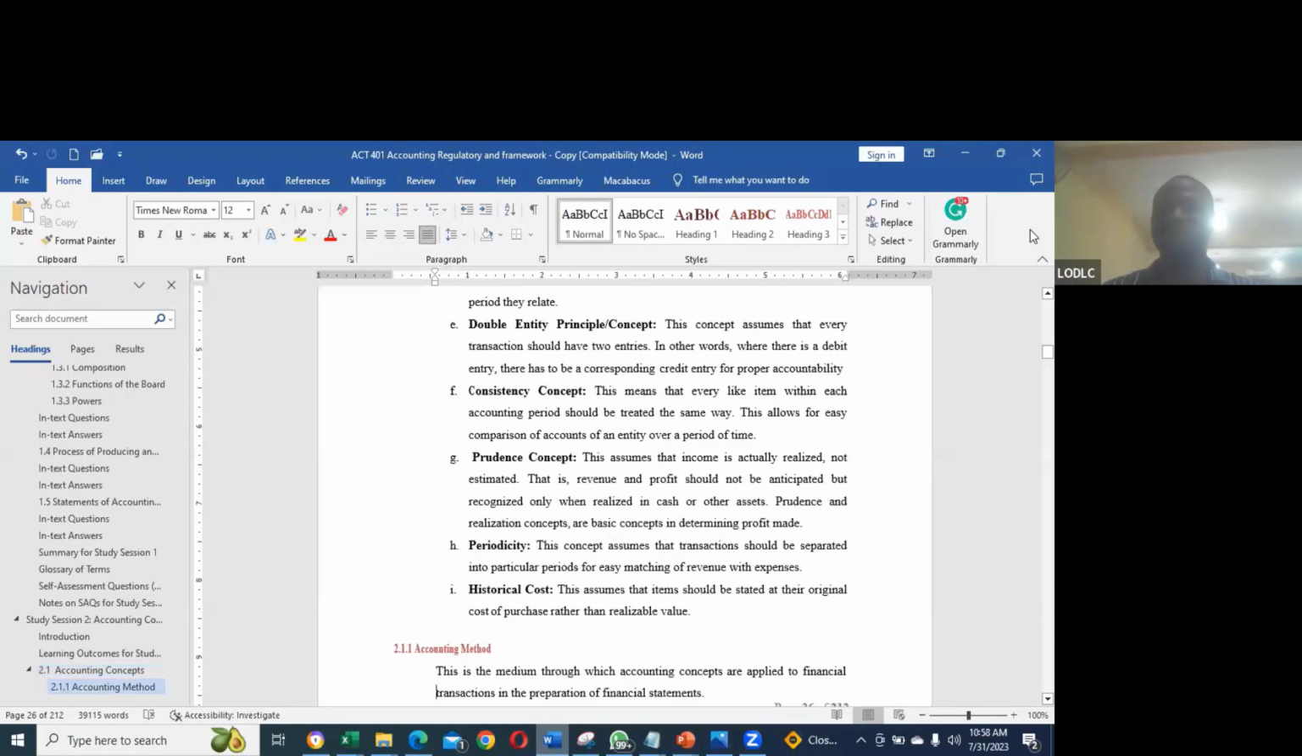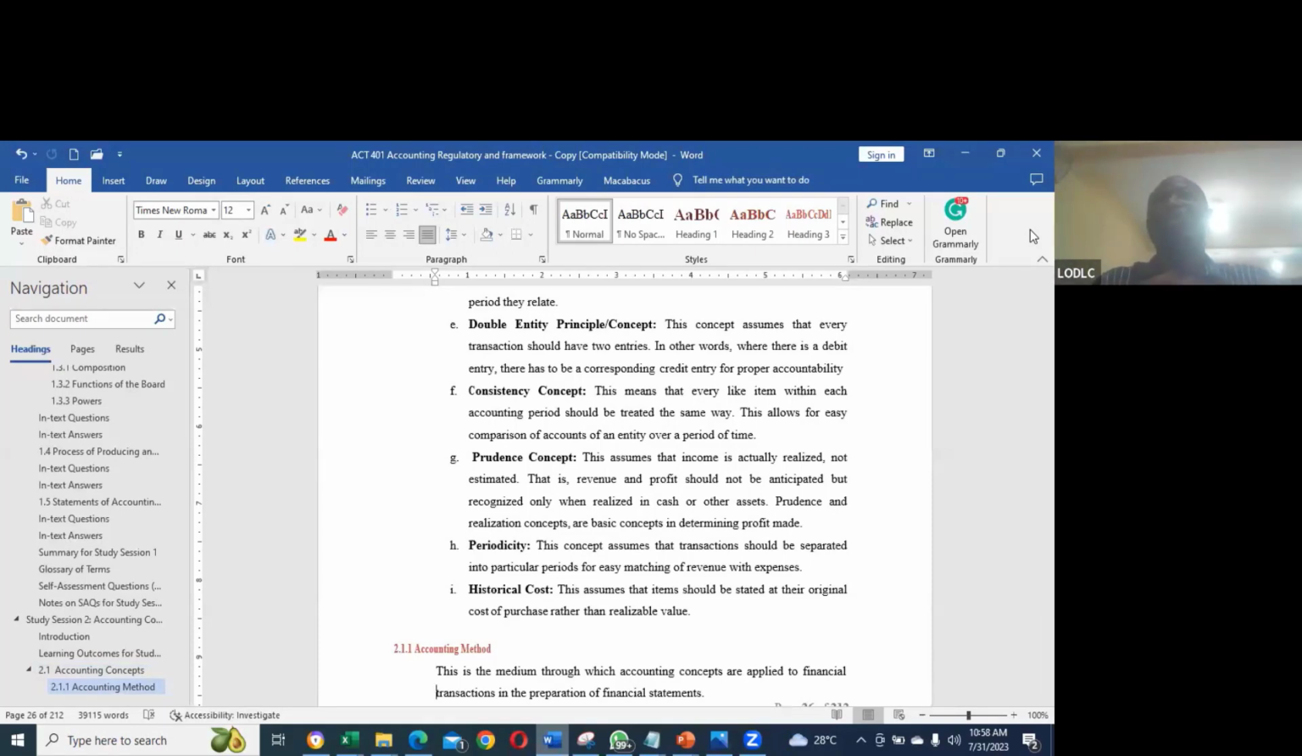The prudency concept is in the sense that income is actually realized, not estimated. We don't need to estimate our income. We must actualize or realize our income. Let me give you an instance. Sometimes they will say accountants are very stingy. It's not that accountants are very stingy. It's just that accountants have to account for every 1 naira, every kobo spent. Every money that comes out of their pocket, they have to account for it.